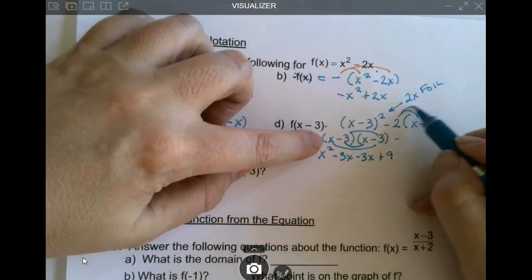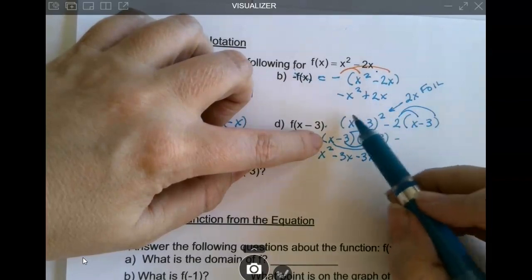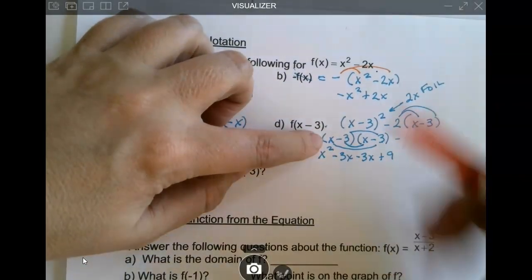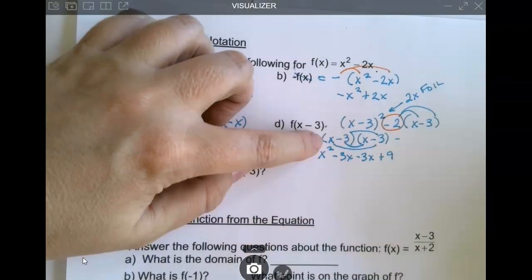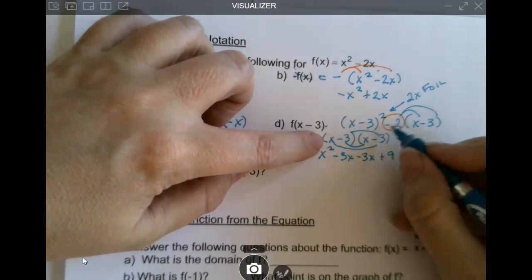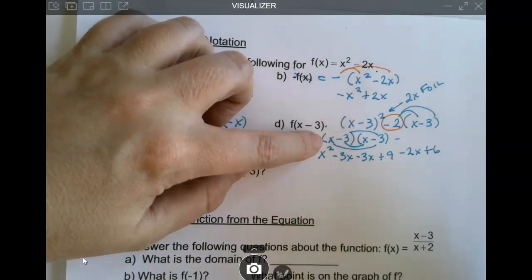And then this one I am going to distribute. I don't distribute the exponent. I do distribute the number in front. And you do need to remember that it's this whole negative 2 that I'm distributing. So negative 2 times x is negative 2x. Negative 2 times negative 3 is positive 6.